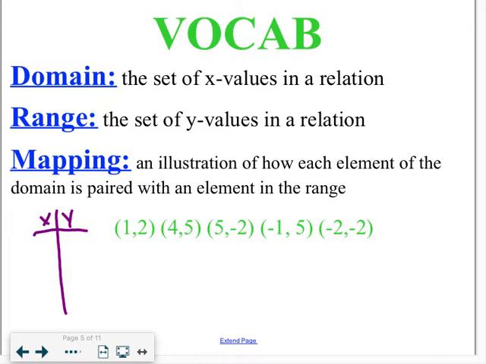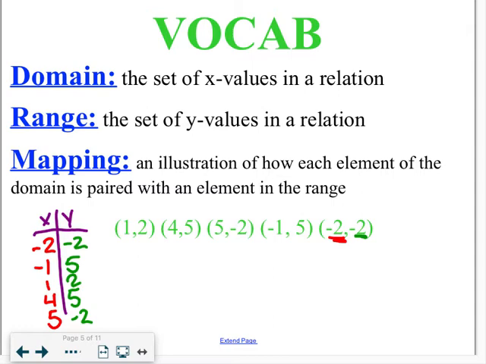So looking at our set of numbers, our smallest x is negative 2. So we have negative 2, negative 1, 1, 4, and 5. To finish up the table, you're going to match your y value up with its x value. So negative 2 gets matched with negative 2, negative 1 goes with 5, 1, 2, 4, 5, and 5, negative 2. Key thing here is that the x and y pairs are staying together. Your x's are in numerical order, your y's may or may not be.